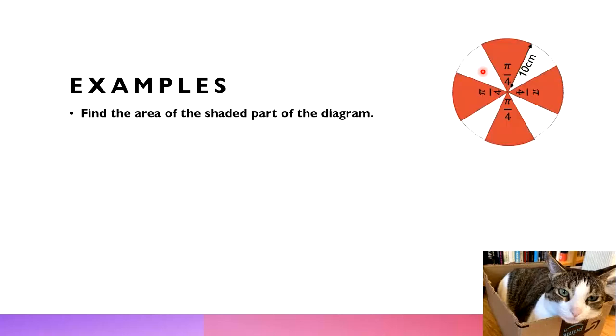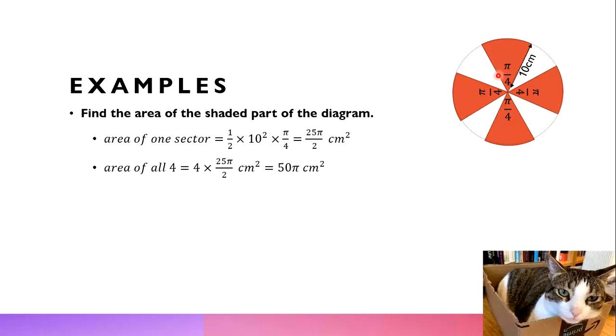Some more examples. Find the area of the shaded part of the diagram. So you're going to find the red parts. The area of one sector, so let's say this one, is going to be half, lots of 10 squared, the radius, lots of pi over 4, theta, which is 25 pi over 2 centimetres squared. We have 4, so we're going to do 4 lots of that, which is 50 pi centimetres squared.